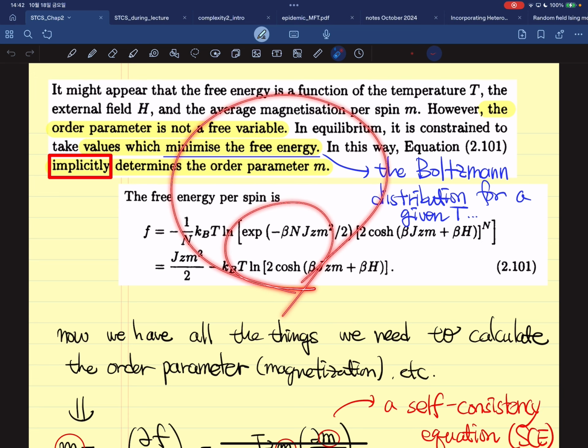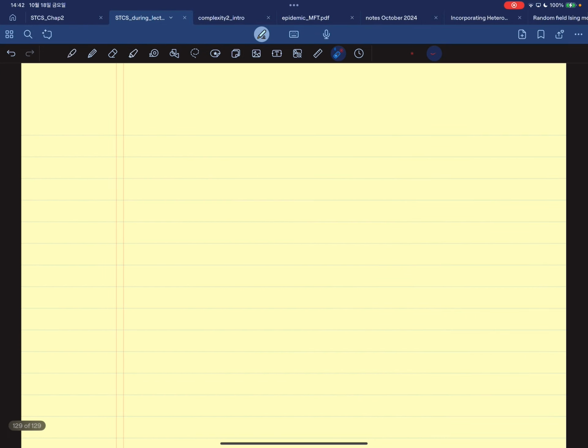This is an important point. So anyway, let's just calculate some various things. For example, let's consider this average magnetization. And this average magnetization, of course, is in the mean field regime. And this magnetization is given by the derivative of the free energy with respect to the external field, while the temperature is fixed.